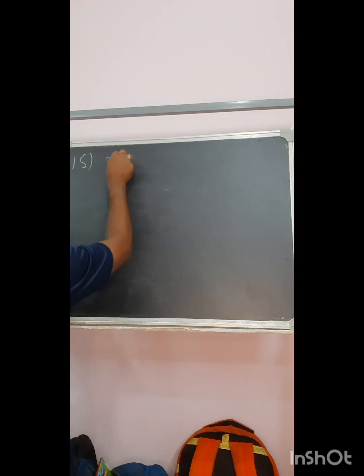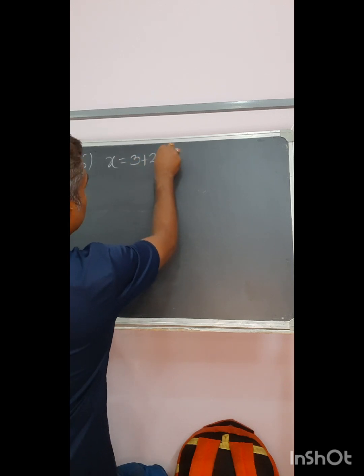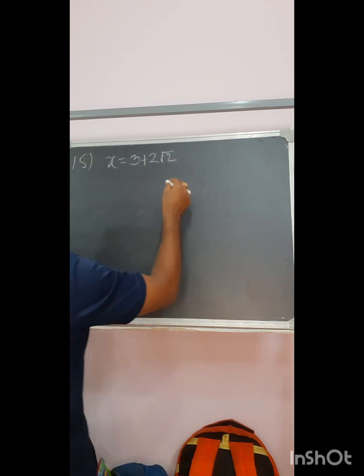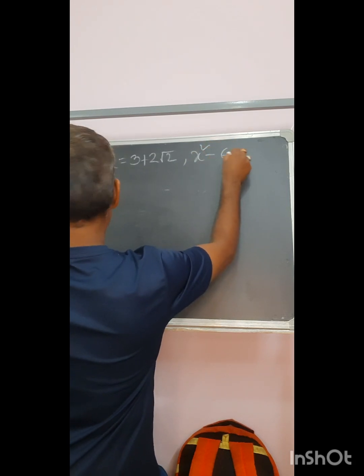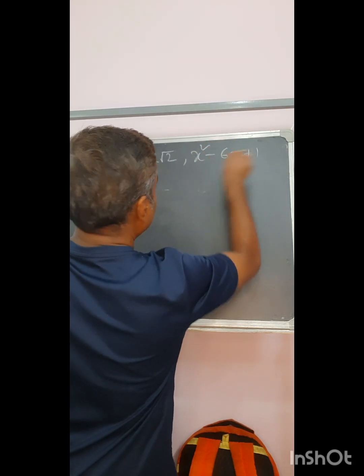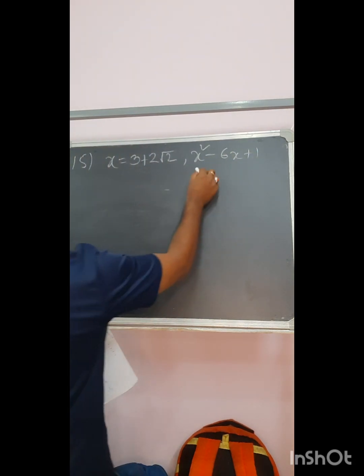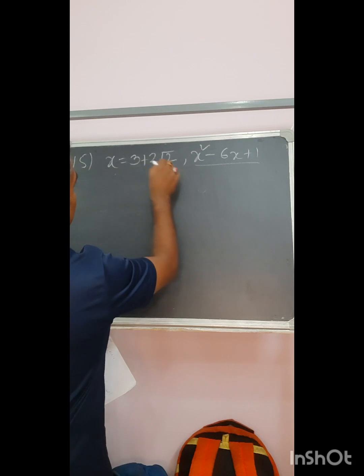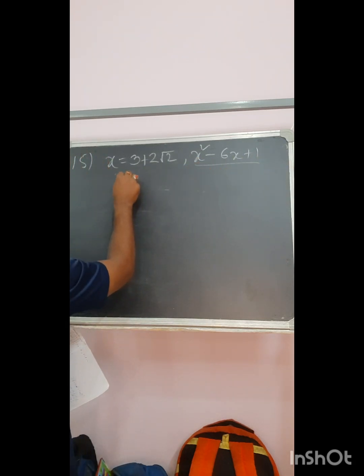So this says, if x is equal to 3 plus 2 root 2, then find the value of x square minus 6x plus 1. One thing is that, seeing this, I can put the value of x here and calculate, or I can simplify this equation.